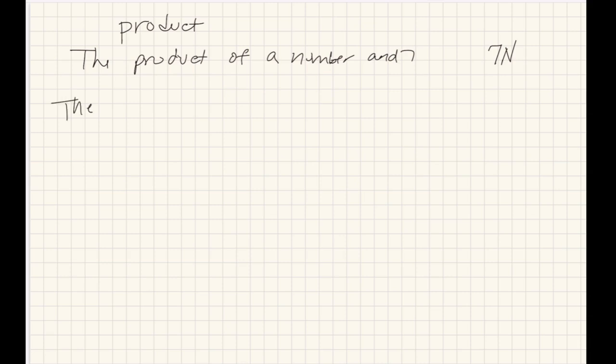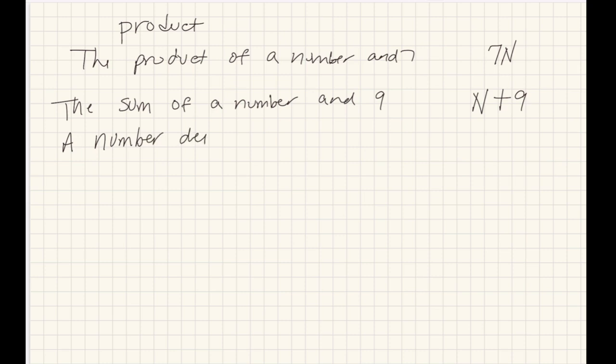So if I have the sum of a number and 9, what do you think that would be? I'm going to give you just 1 second. Write it on your paper. So the sum of a number and 9 is n plus 9, correct? Okay, now try this one. A number decreased by 9. What do you think that would be? Yes, n minus 9.